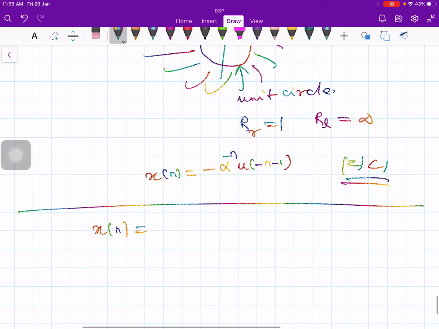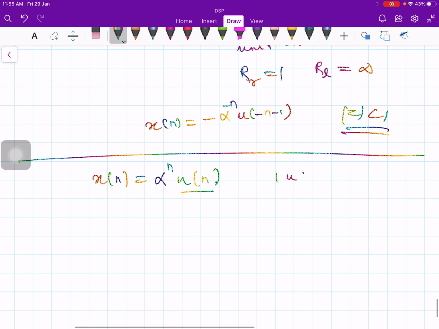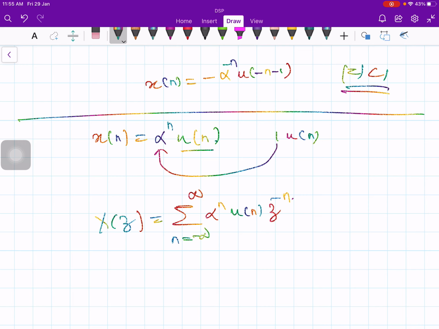X of n is equal to alpha to the n u of n. Now u of n is multiplied by alpha to the n. So instead of 1 times u of n, I have considered alpha to the n times u of n. In a similar manner you can show as follows. X of z is equal to the summation of alpha to the n u of n z to the minus n, and the limit is minus infinity to plus infinity. Since you have u of n, the sequence starts at n equal to 0.